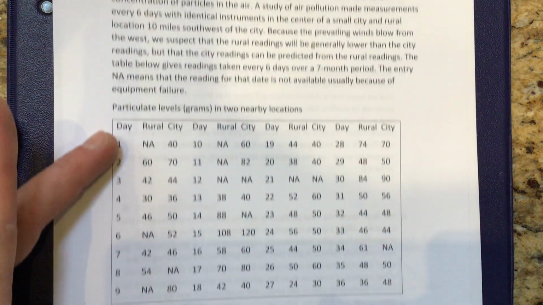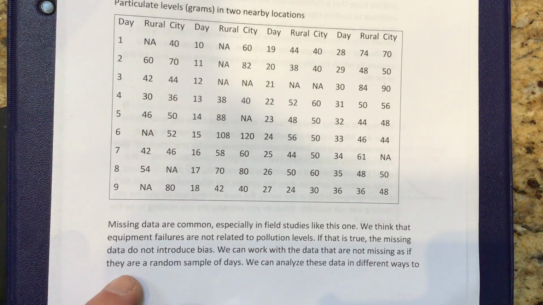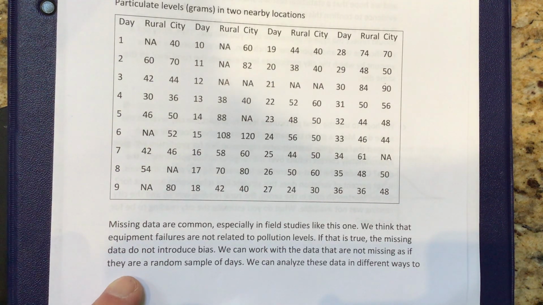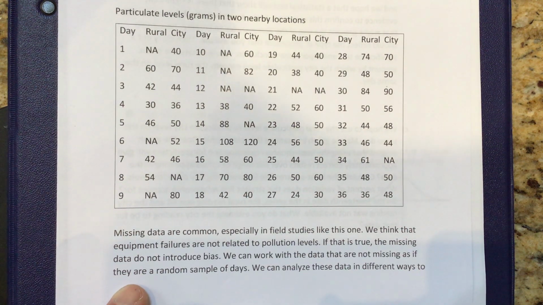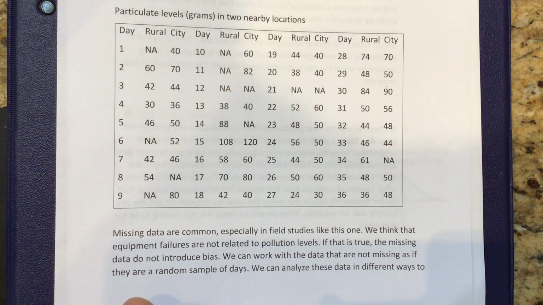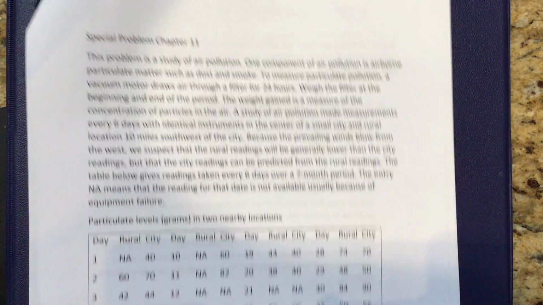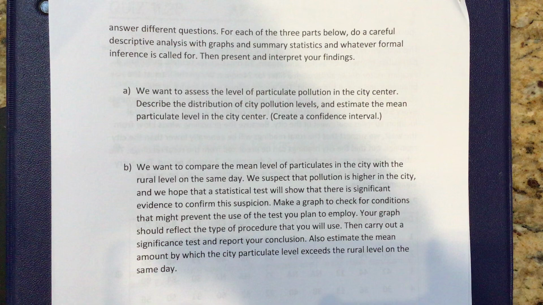So here's our data. And down here we're talking about equipment failure should be fairly random. So we're able to basically take the days we have readings and consider that to be a random sample. So we should have bias-free data here.